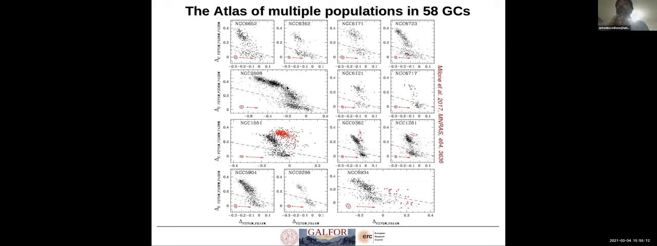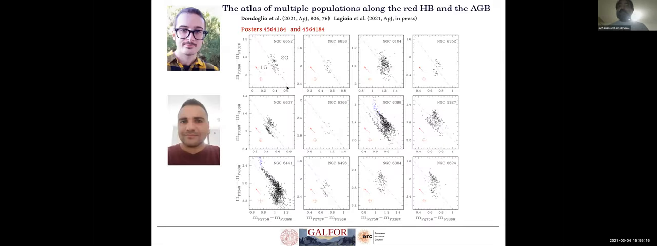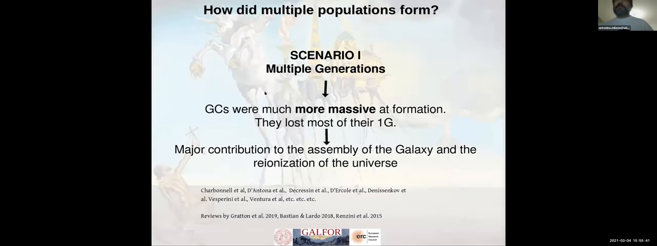This is a work based on red giant branch stars, but of course we can extend the analysis to the other sequences. This is another beautiful picture derived by Emanuele Dondoglio, and this is about the horizontal branch, the red horizontal branch. Again, we have complexity, we have variety, and we can derive the fraction of first and second generation stars. And of course, we can extend the work to the AGB stars. This is work by La Gioia and collaborators.